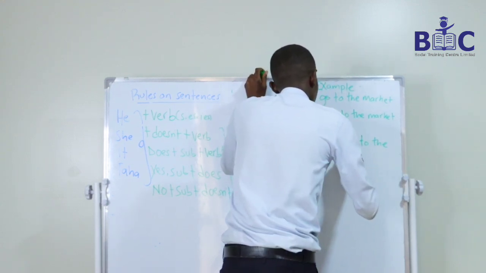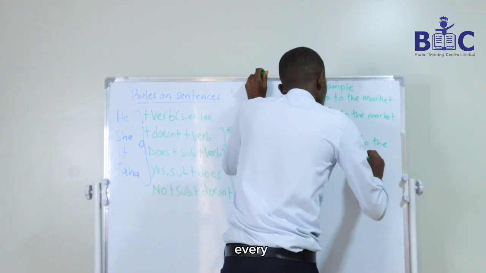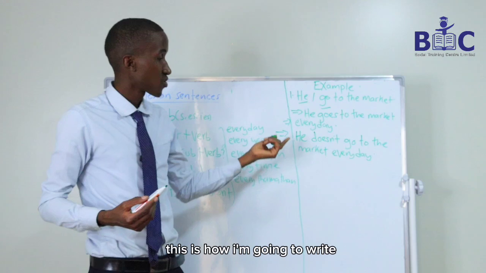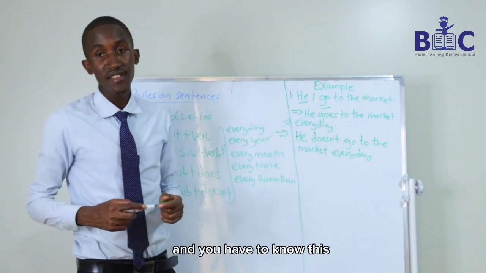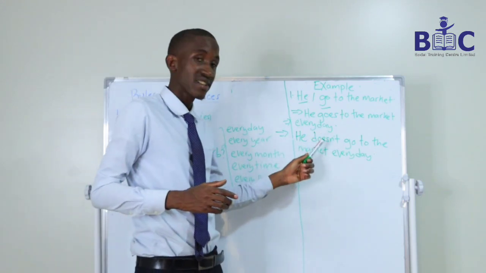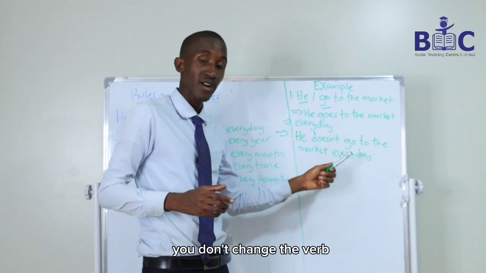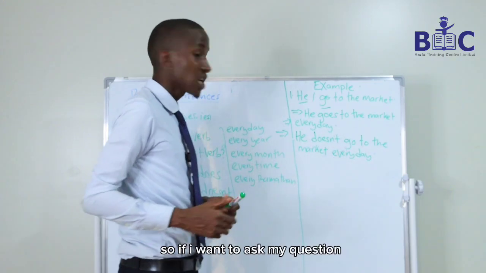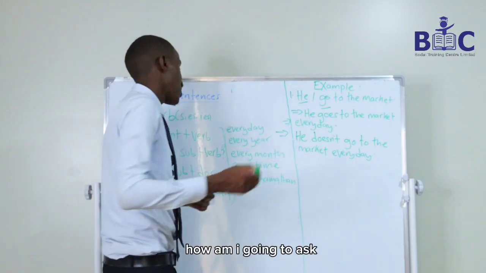to the market every day. This person does not go to the market every day. This is how I'm going to write. And you have to know this, that after the word doesn't, you don't change the verb. Don't change the verb after the word doesn't. So if I want to ask my question, how am I going to ask?